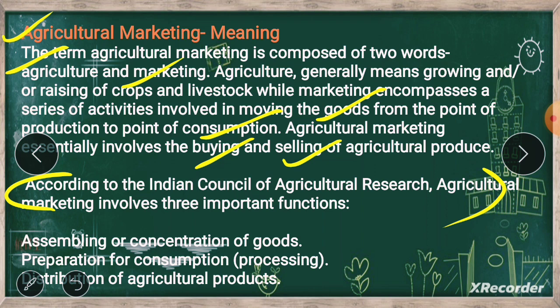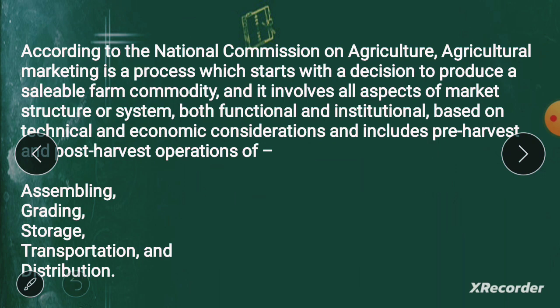According to the Indian Council of Agricultural Research (ICAR), agriculture marketing involves three important functions: assembling or concentration of goods, the preparation for consumption, that is processing, and distribution of agriculture products through various processes like PDS, that is public distribution system.